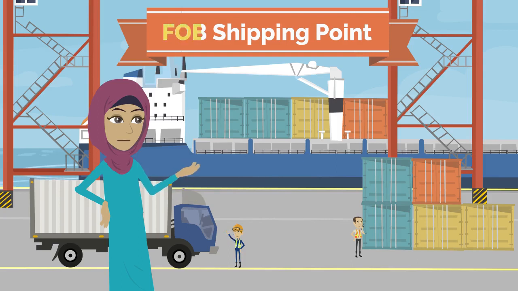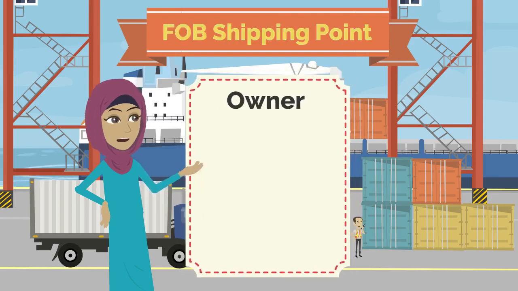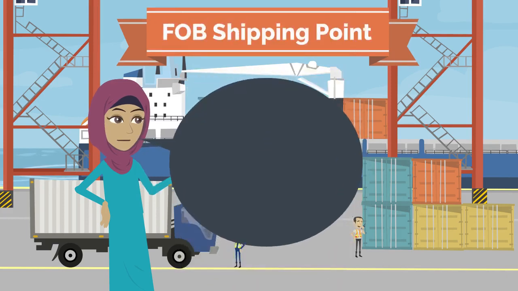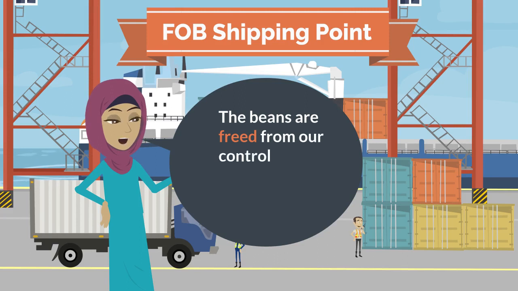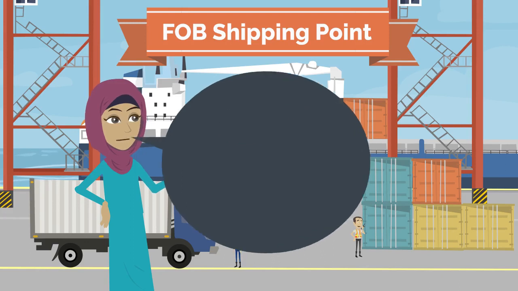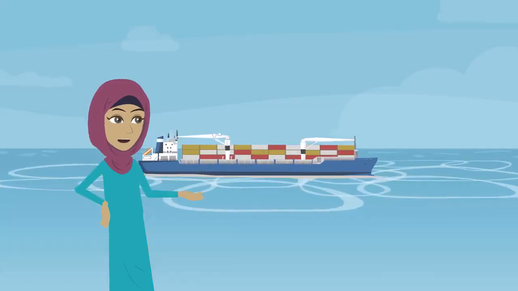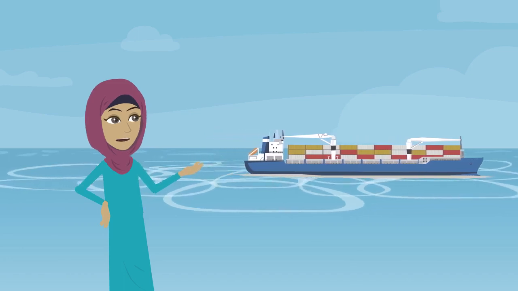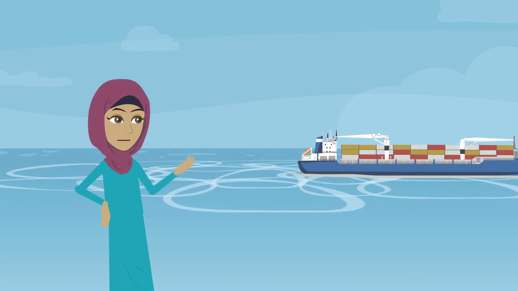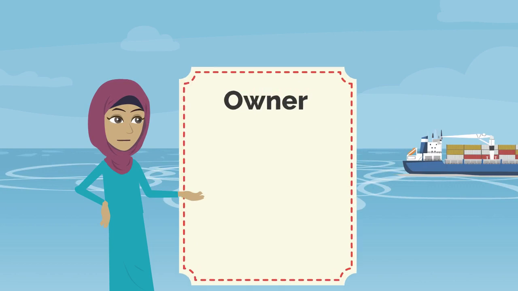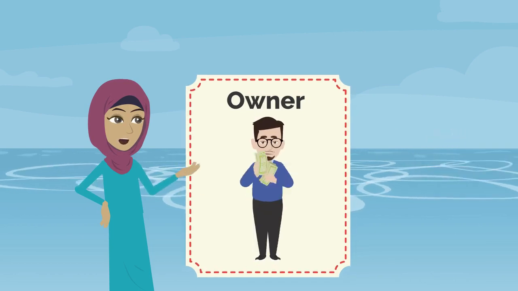If our goods are FOB shipping point, ownership of the beans is transferred to Loaf at the shipping point. In other words, the beans are freed from our control when they are on board the shipping point. Therefore, Loaf owns the coffee beans the moment they are shipped out from the supplier's warehouse, and the beans belong on Loaf's books at that point. Because Loaf, as a buyer, owns the beans at the shipping point, they are responsible for shipping costs.